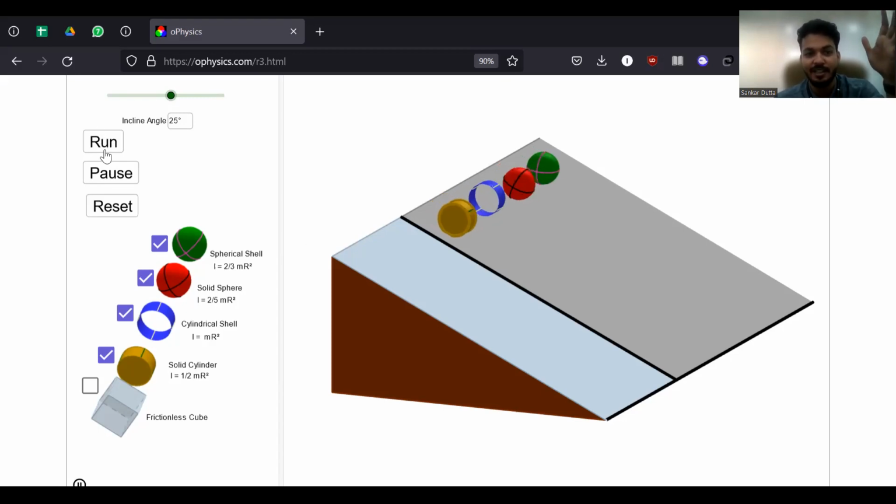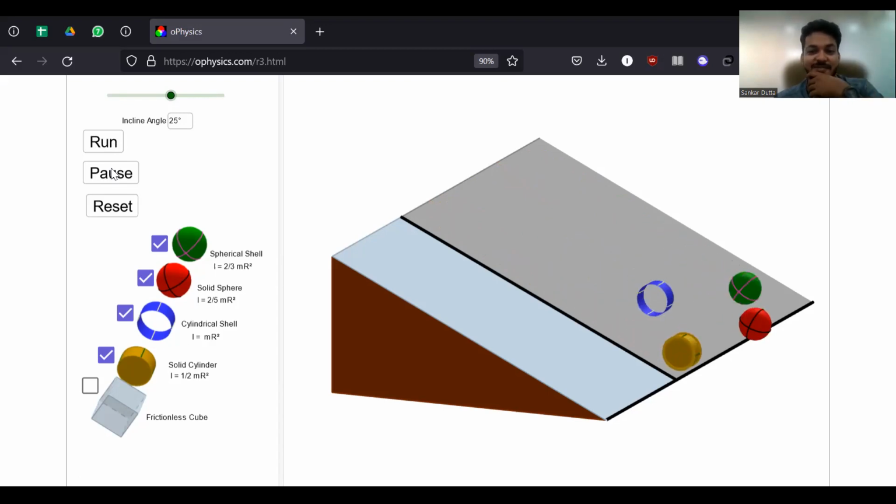So I'm going to run the simulation. I'm just going to pause at the moment when they're about to reach. Which one has reached first, guys? Solid sphere. Yes, your favorite contestant has won. And which one has reached last? The cylindrical shell, or the hollow cylinder.